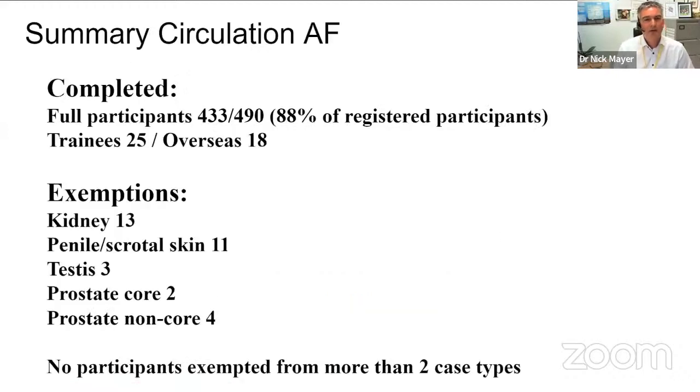So we'll kick off with this circulation. 433 returns, which is 88% of the overall registered participants. That's about usual, or par for the course, somewhere around 90%. And we had some trainee and overseas responses as well. Exemptions remain pretty static following their introduction a few years ago, with small numbers of people exempting. No one exempted from more than 2 case types.